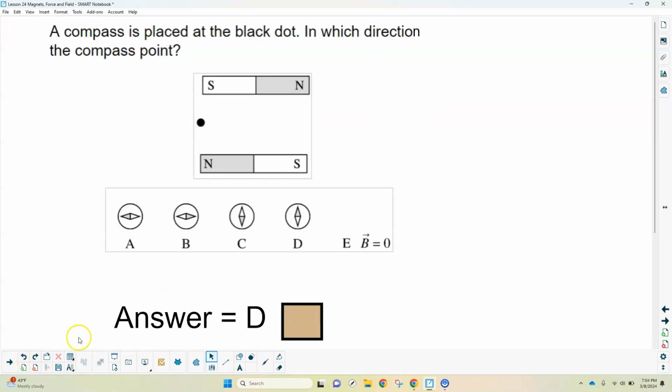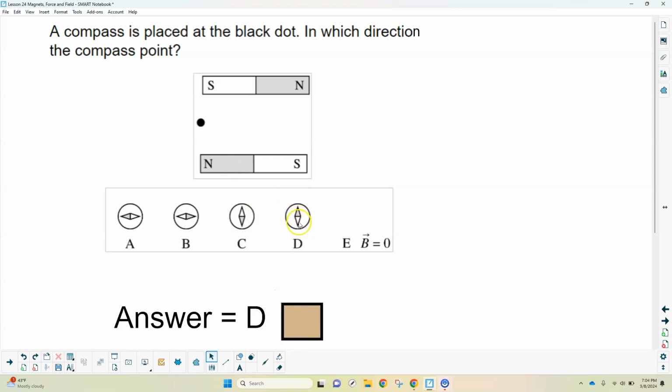If we had this setup with these two magnets, south and north on the top magnet and north and south on the bottom, how would the compass reorient itself? Let me give you a second to do that. I didn't have the answer covered up. It is D.